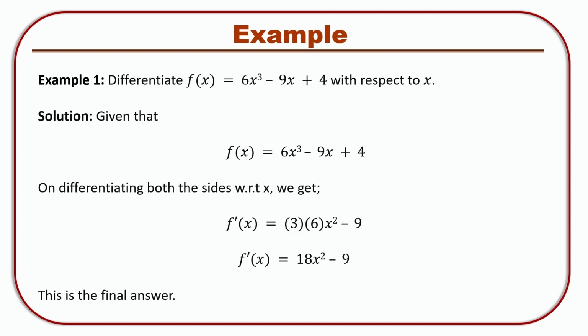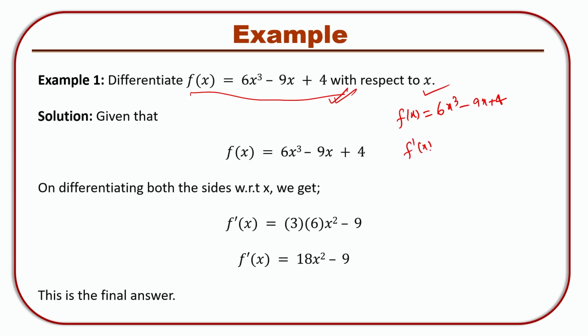So the first example is f(x) equal to 6x cube minus 9x plus 4, with respect to x. Find out the derivative of f(x), right? Here, as you can see, there is no need to do anything. It's an explicit function, y is given. So f(x) is given here, 6x cube minus 9x plus 4. Use the sum of the derivatives of the two functions, right? So that will give you the individual derivatives.